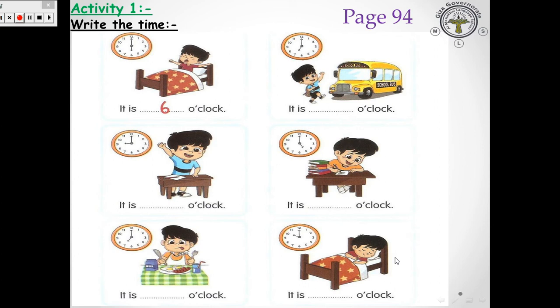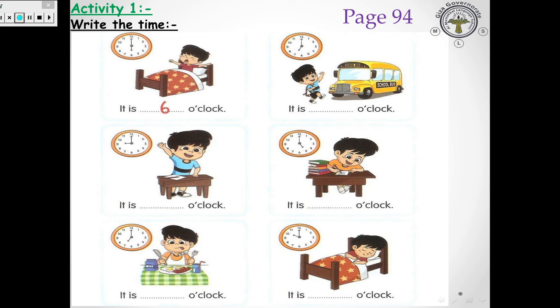Now open your booklet page 94, activity 1, write the time. Picture number 1. What time is it? Look here, the short hand is pointing to 6 and the long hand is pointing to 12. So it's 6 o'clock. This boy wakes up at 6 o'clock.